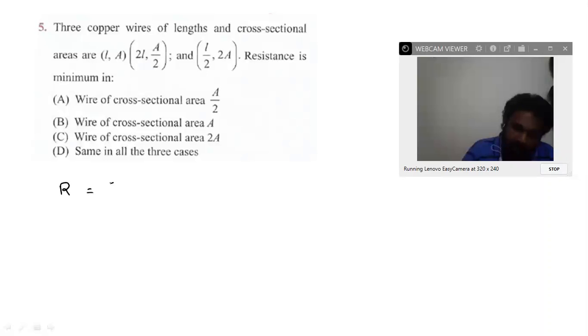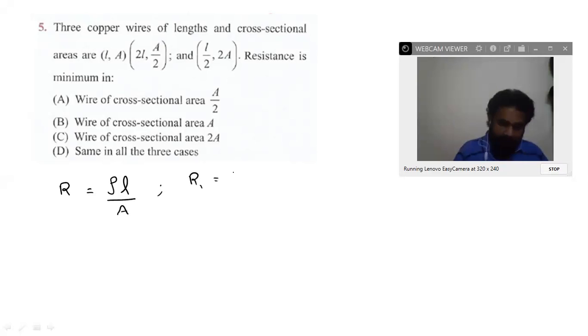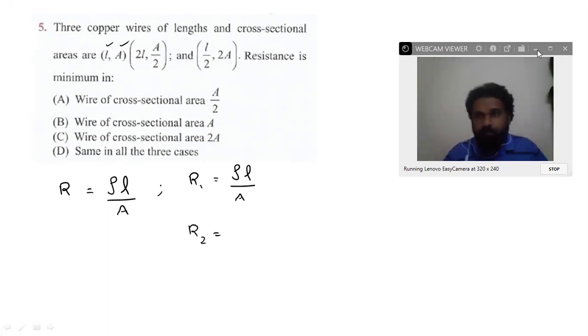So R is rho L by A. R1 is equal to rho L divided by A, taking this length and this area. And R2 is what? Option C. Okay, fine. Option C is the answer being given. Let me see, we will verify. Give your response like that.